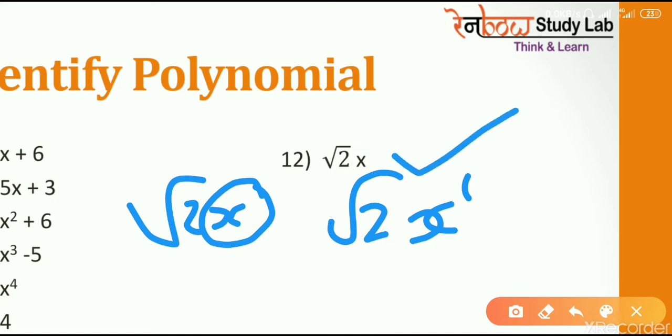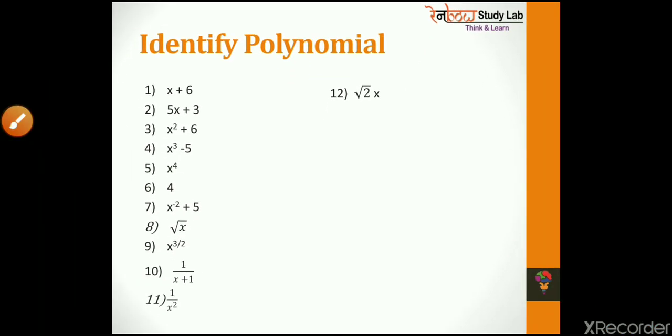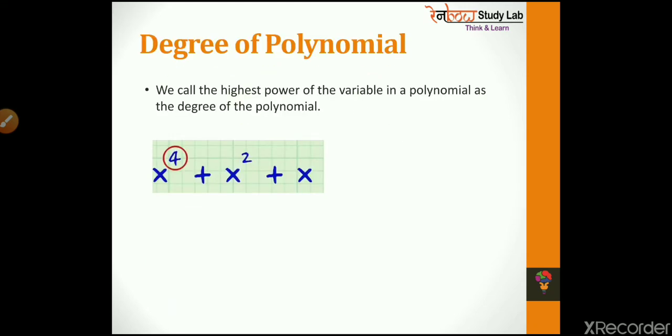Even if the coefficient can be in any form, coefficient may be root 2, 1.4, 1 upon 10, in a fraction, in decimal, in under root, anything, negative. But we are talking about the power of the variable, the alphabet, variable's power only. That must be a whole number. Okay, I hope this topic was clear. So we have understood how to identify which expressions are polynomials. Now coming back to the second topic, degree of polynomial.